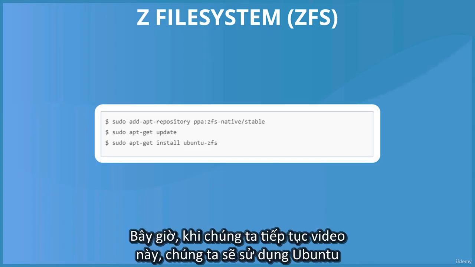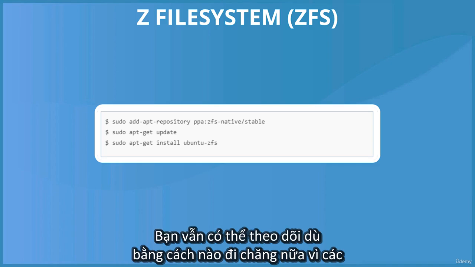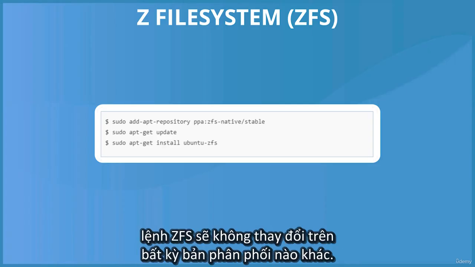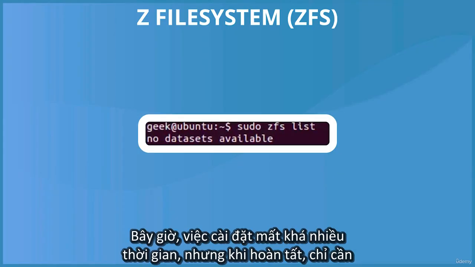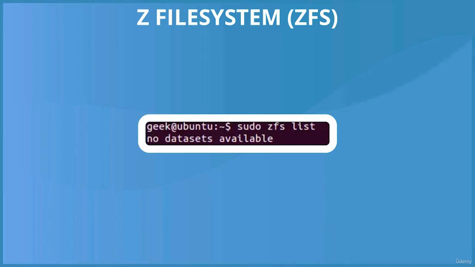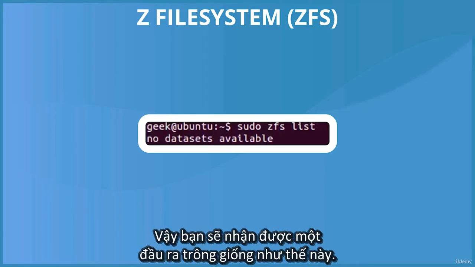Now, as we continue along with this video, we're going to be using Ubuntu because it seems to be the number one choice for a lot of Linux users. You should still be able to follow along, though, no matter what, because the ZFS commands are not going to change across any other distro. Installation does take quite a while, but once it's finished, just run $sudo zfs list and make sure it's installed correctly. You should get an output that looks something like this.